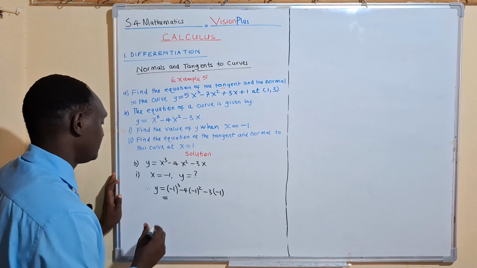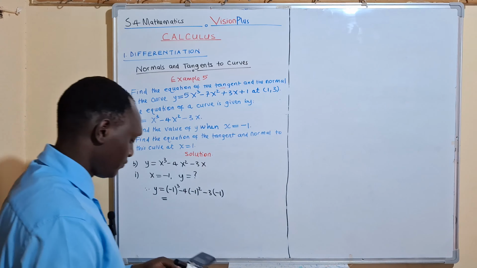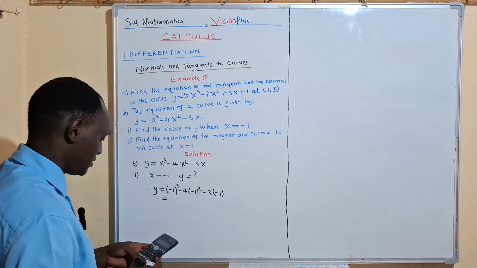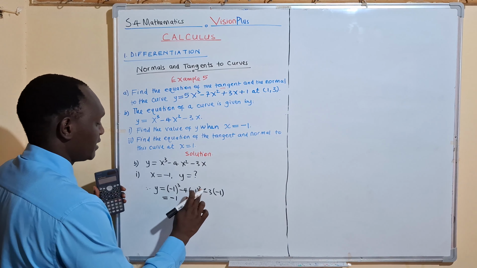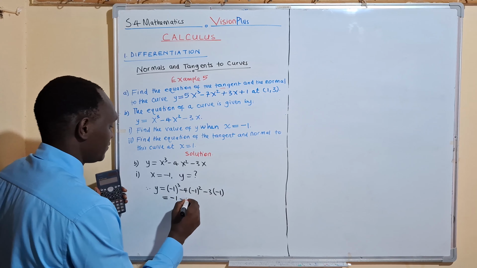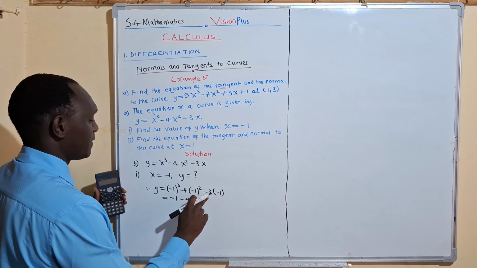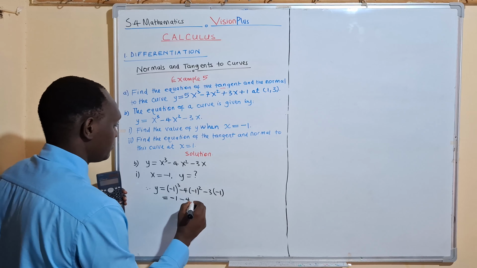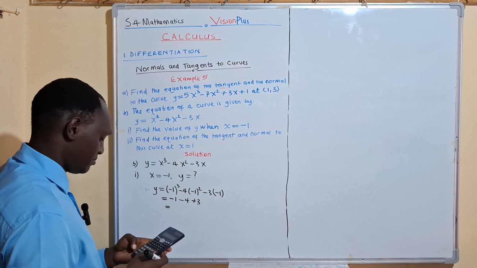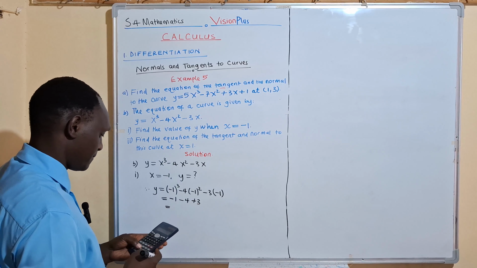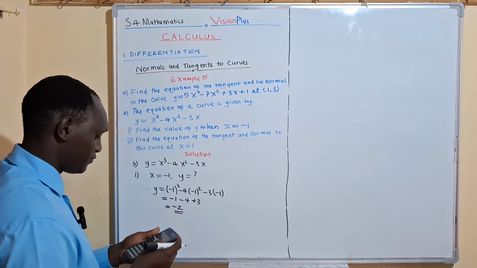On simplifying here, negative 1 power 3 is negative 1. Negative 1 squared is positive 1 times 4 is negative 4. And then negative 3 times negative 1 is positive 3. And then you press the calculator and add. Negative 1 minus 4 plus 3. I'm getting negative 2. Let me prove again.